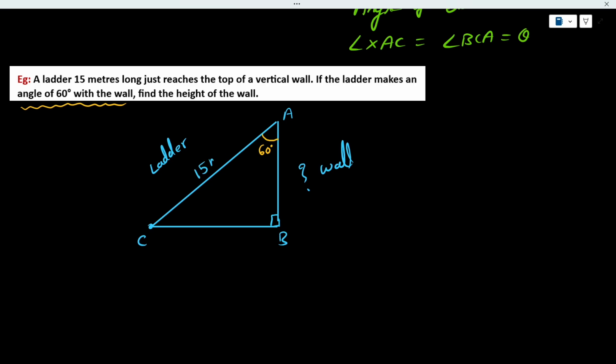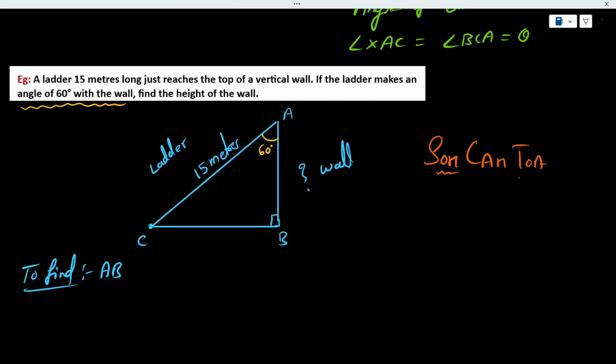Now what is known, you have already learned how to calculate the trigonometric ratios. So what to find here? It is nothing but AB. Sine is opposite by hypotenuse, cos is adjacent by hypotenuse, tan is opposite by adjacent. Here, with respect to the acute angle, you can also take this angle as 30 degrees, because 60 plus 90 is 150, and the remaining angle is 30 degrees.